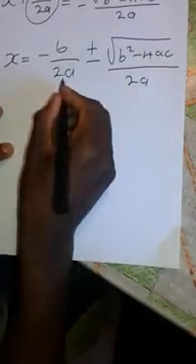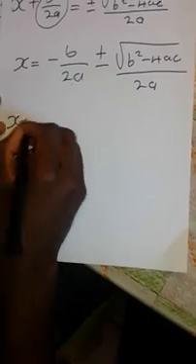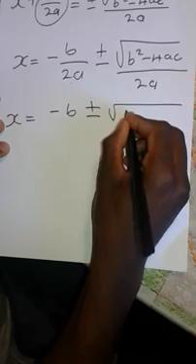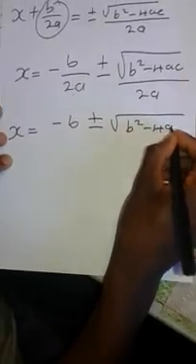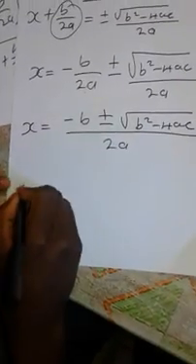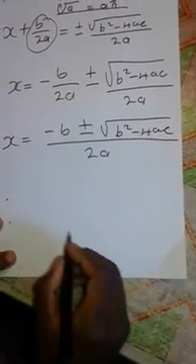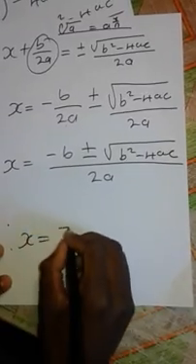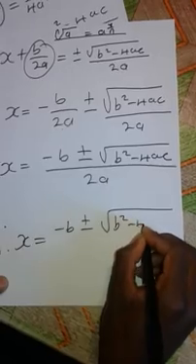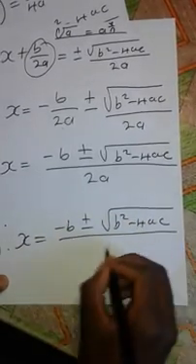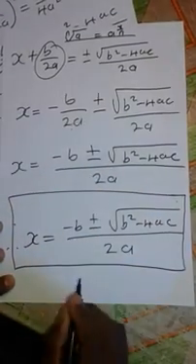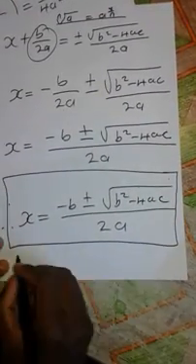Okay, this and this, they're the same denominator. I can have x is equal to minus b plus or minus the root of b squared minus 4ac all over 2a. Okay, therefore our quadratic formula is given by x is equal to minus b plus or minus the root of b squared minus 4ac all over 2a. This is the general way of finding x-axis in quadratic.